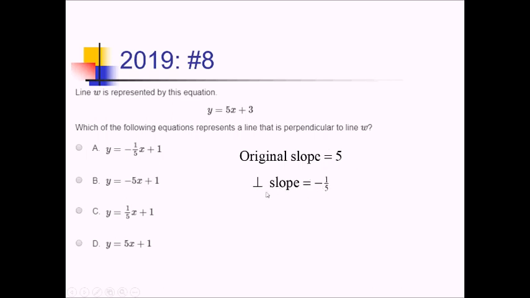Let's look at our solutions now, our multiple choice. We only have one answer choice with a negative 1/5 as the slope. That's choice A, so that's our answer.